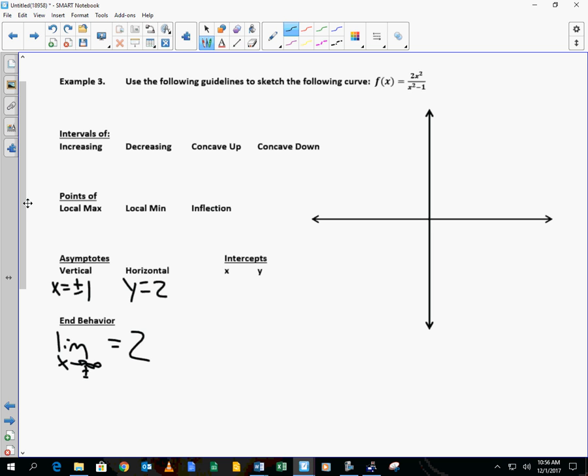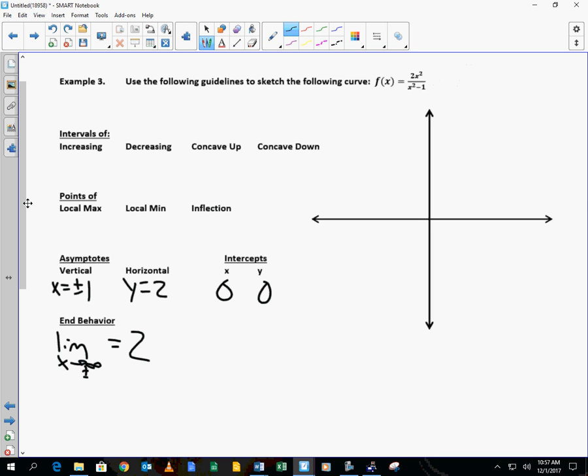All right. The y-intercept is super easy to find. I plug in 0 for x, and I get 0. Very good. If I want to find the x-intercept, I set the function equal to 0. When I set the function equal to 0, do I look for where the top is equal to 0 or where the bottom is equal to 0? Top. Where does the top equal 0? 0. So it passes through the origin.